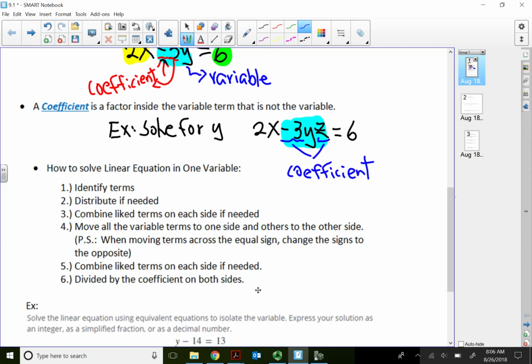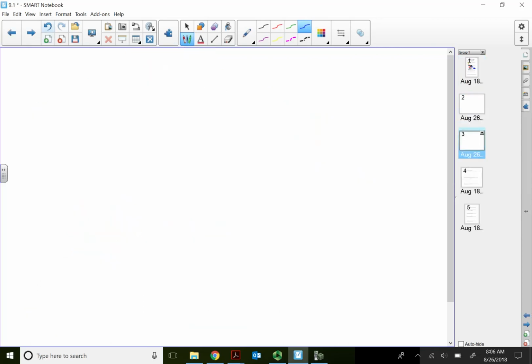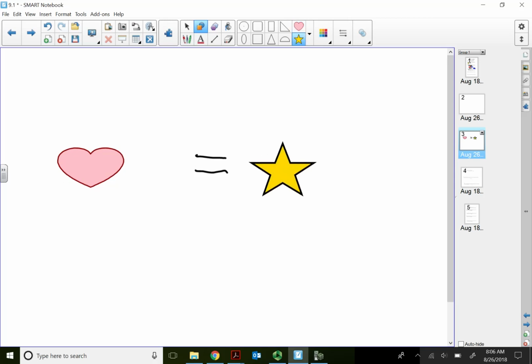All right, so let me demonstrate using another page real quick. Maybe this is a little bit easier. Let's say here I have an equal sign. What the equal sign does is separate the left side and the right side. Let's say here I have a heart on the left side. That's one term. I have a star on the other side.